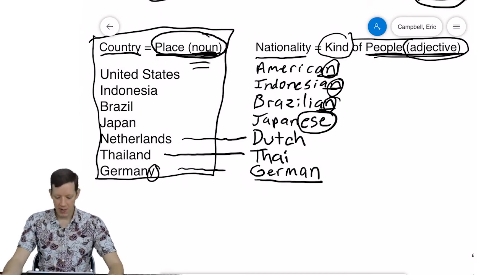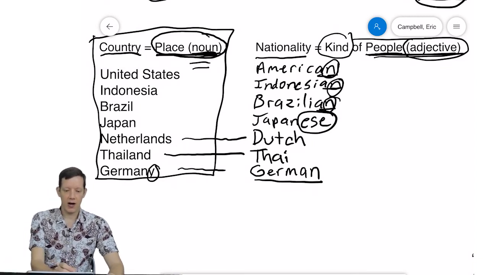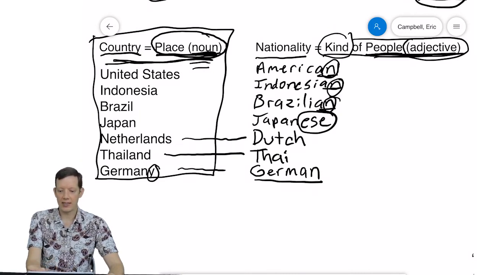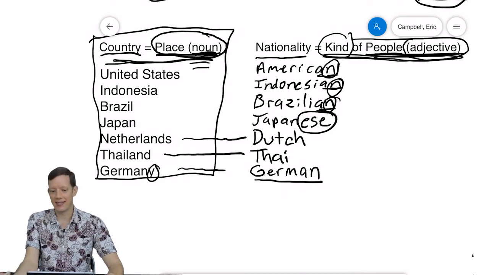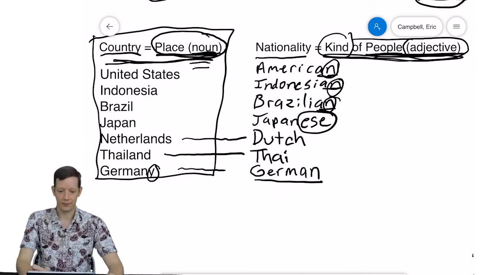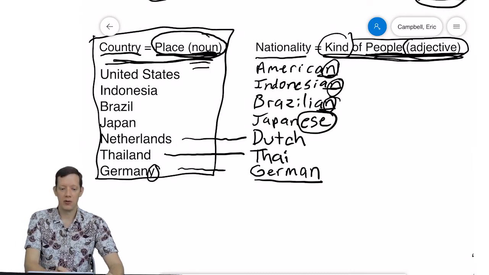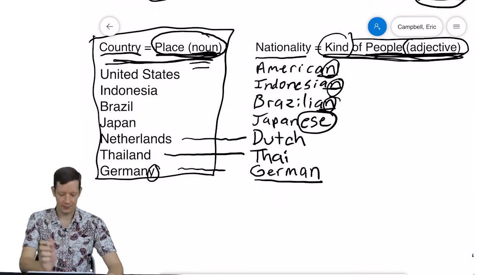All right, so this is the basic concept of nationalities. You've got countries that are the places where the people are from, and the nationalities are the kinds of people, and so these are adjectives. So you could be an American citizen, an Indonesian citizen, a Brazilian citizen, a Japanese citizen, a Dutch citizen, a Thai citizen, or a German citizen. Or you could say, I am from the United States, from Indonesia, from Brazil, because those are the places.